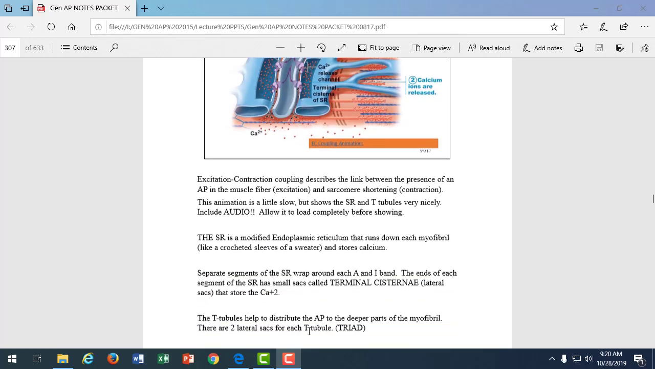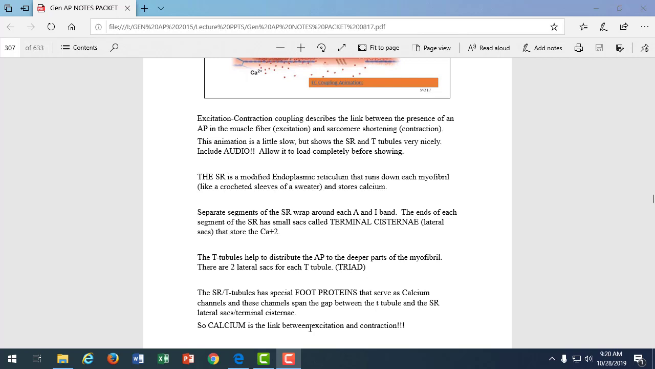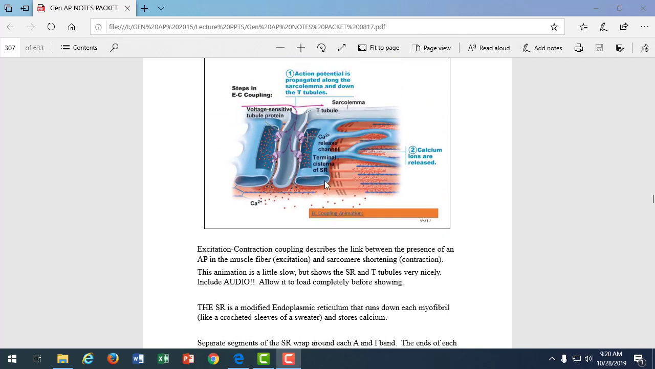So we're going to follow this whole process. Again, it's best to look at it in an animation to see things in motion. But let's talk about some more structures. We have the T-tubule, which is a passageway for the action potential. It's just an indenting of the muscle cell membrane. And then we have the SR.